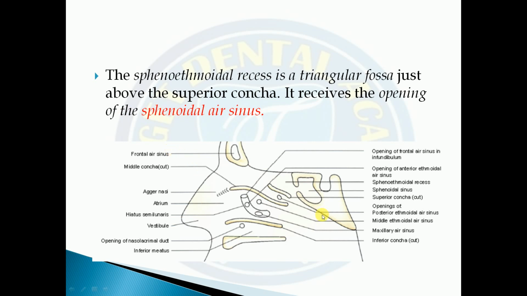So this is the sphenoethmoidal recess. It is triangular in shape. Can you see this? This is triangular in shape. This is the triangular fossa. It receives the opening of the sphenoidal air sinus, and it is above the superior concha. This is the superior concha, and this is the triangular fossa, or you can say the sphenoethmoidal recess. And its function is that it receives the opening of the sphenoidal air sinus.